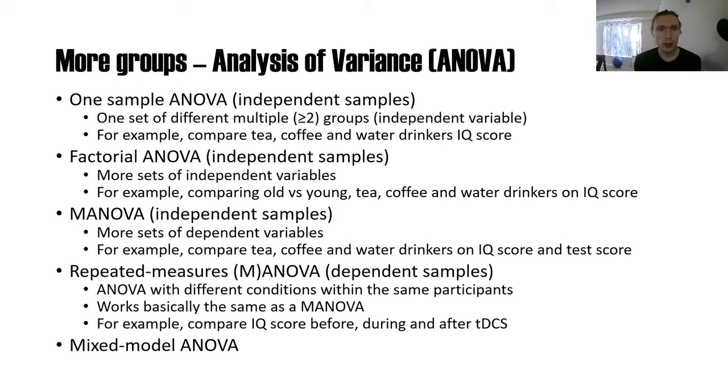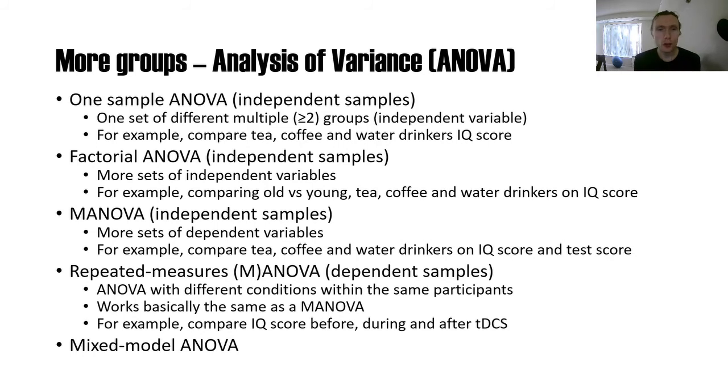For example, there is the one sample ANOVA, and that is an ANOVA of independent samples. So again, the independent samples means independent groups, which means that we have different groups, right? So we have tea drinkers, coffee drinkers, and water drinkers. Those are different people. If you want to compare those with each other, then you need a one sample ANOVA.